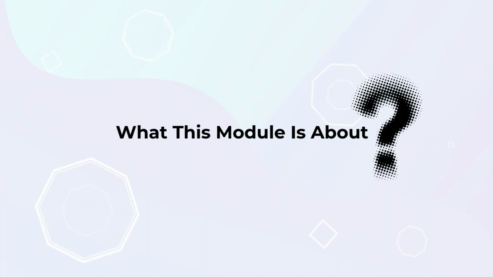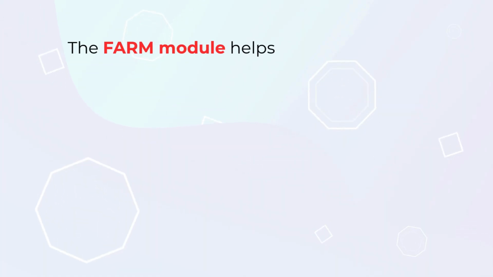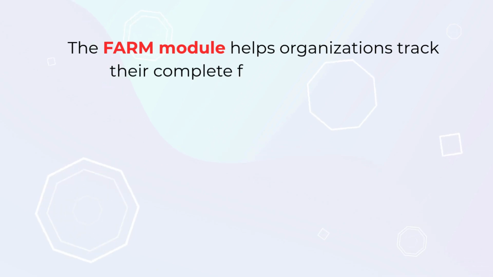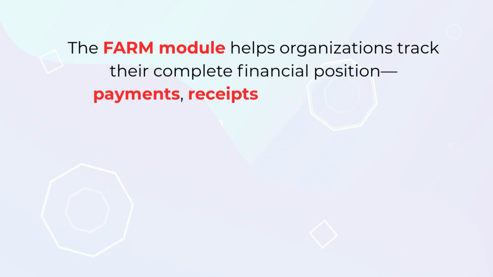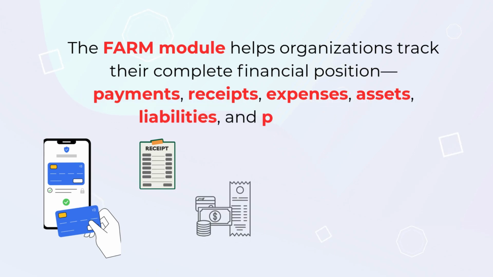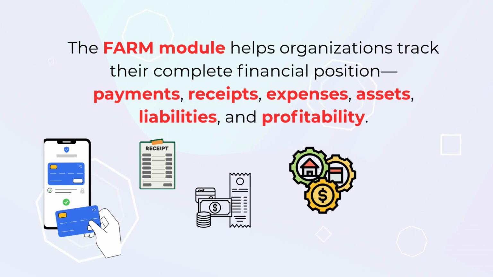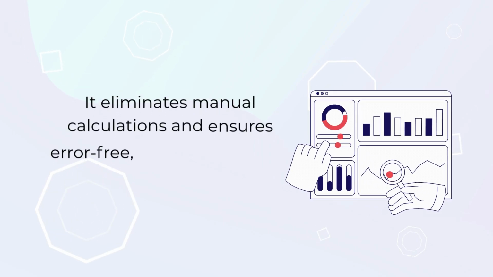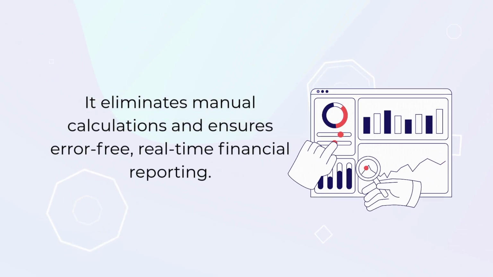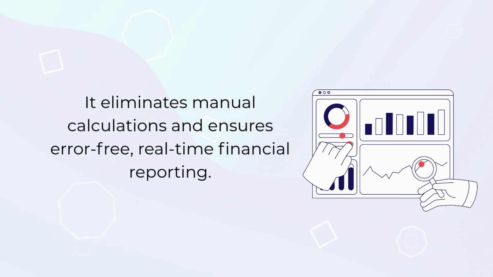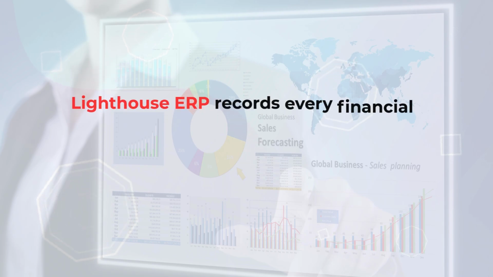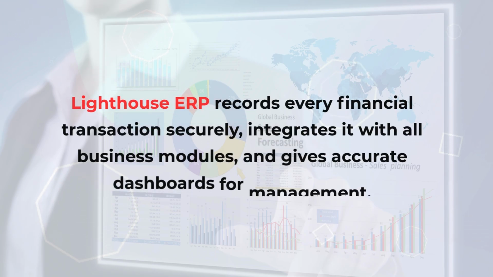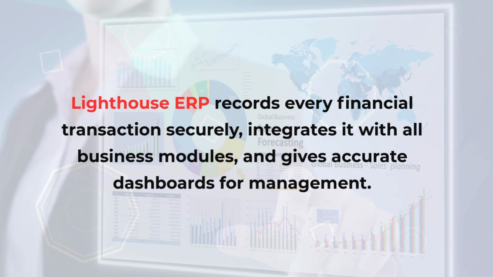What this module is about? The FARM module helps organizations track their complete financial position, payments, receipts, expenses, assets, liabilities, and profitability. It eliminates manual calculations and ensures error-free, real-time financial reporting. Lighthouse ERP records every financial transaction securely, integrates it with all business modules, and gives accurate dashboards for management.